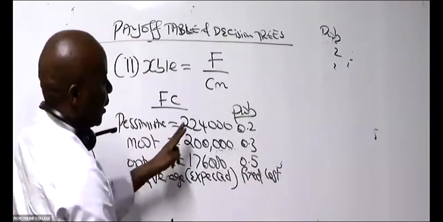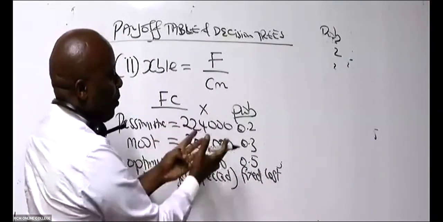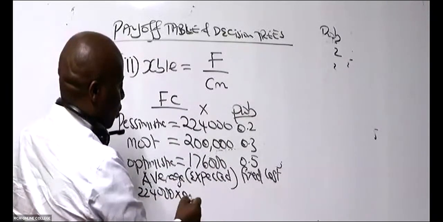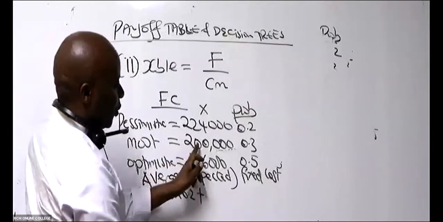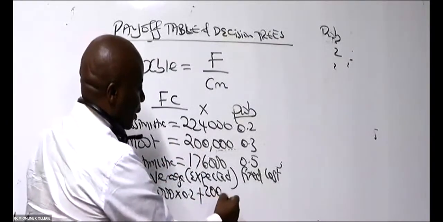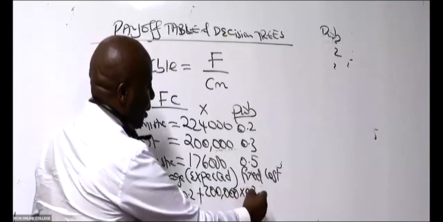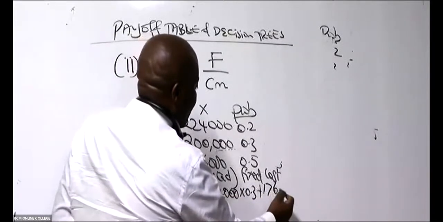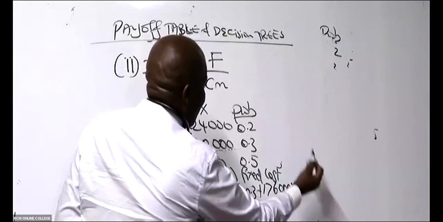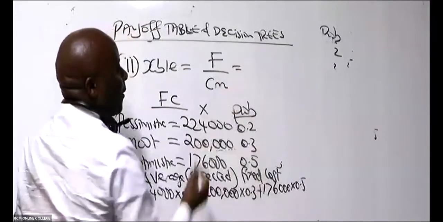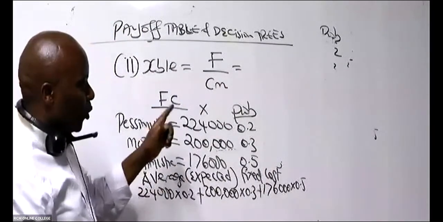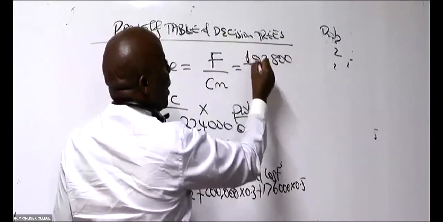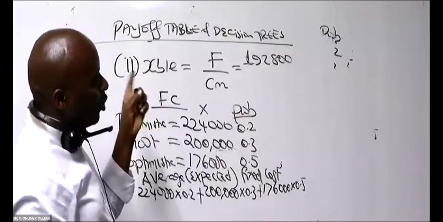So how do we get this? It is XP, X times probability. So we have here 224,000 times 0.2, plus 200,000 times 0.3, plus 176,000 times 0.5, which will end up giving us what fixed cost expected? 192,800. So up to here, are we together? Have you seen how we got our fixed cost?